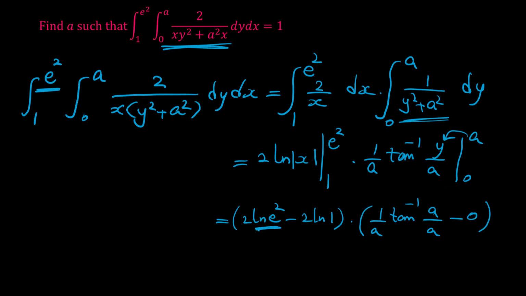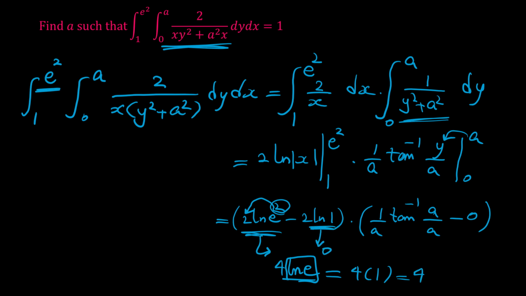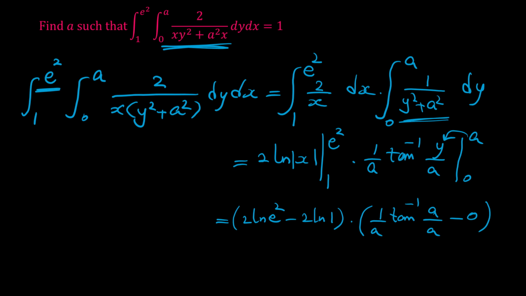ln of e to the 2 is 2, because we can bring this power down to the front. Let me write this in detail for you. This expression is basically 4 ln of e, because we can bring the power down. ln of e is 1, so this equals 4 times 1, so this is 4. ln of 1 is 0, so all of this is 0. So the first bracket is 4. What about the other bracket?